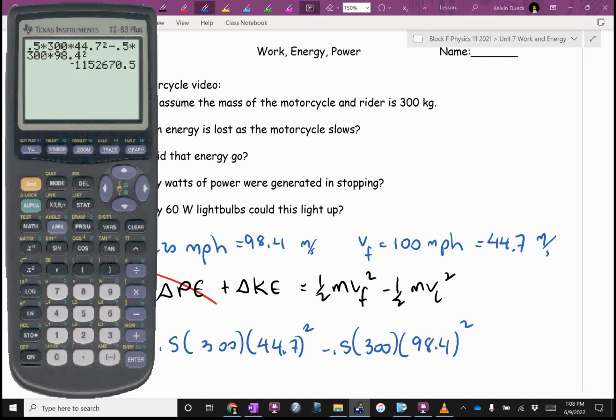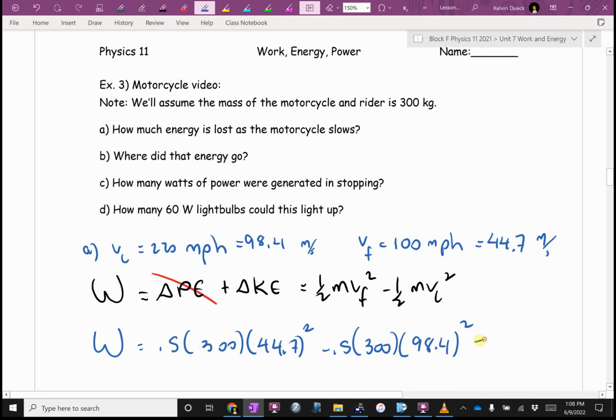Did you get negative 1152670.5? Why negative? Losing energy. This number is big enough. I think I'm going to write it in scientific notation. 1, 2, 3, 4, 5. Yeah, I think I'm going to write negative 1.15 times 10 to the 6th joules.